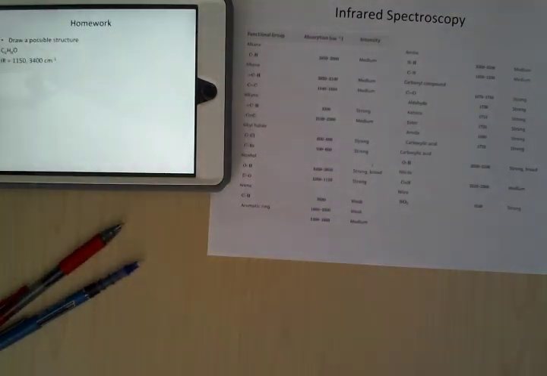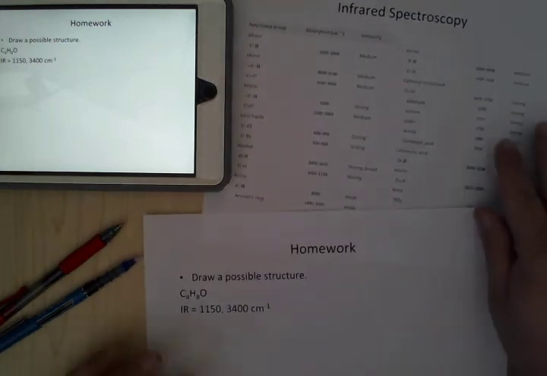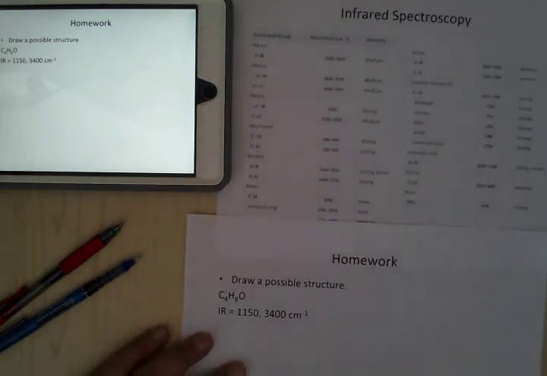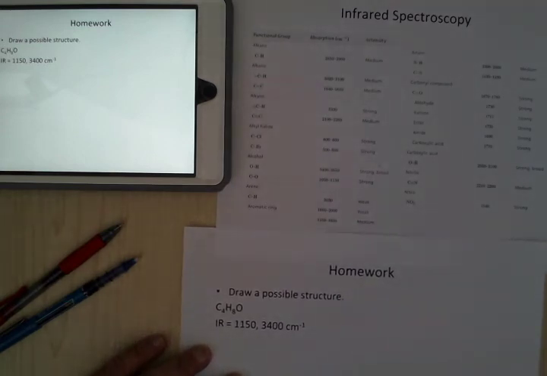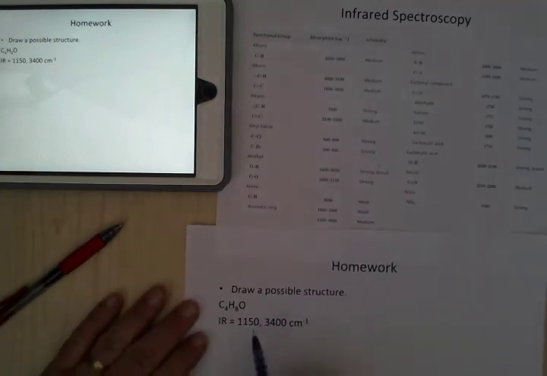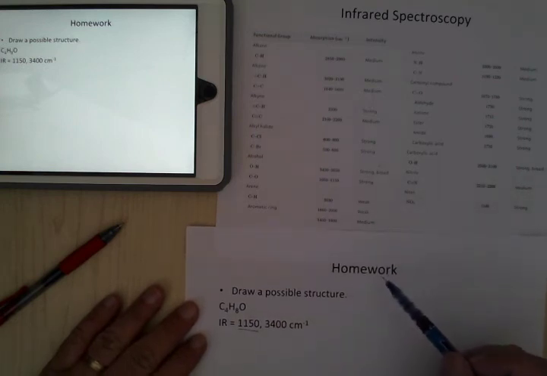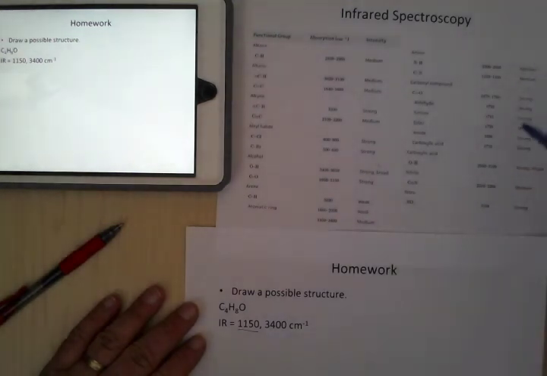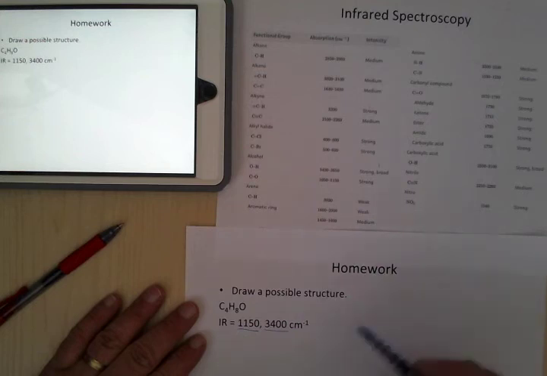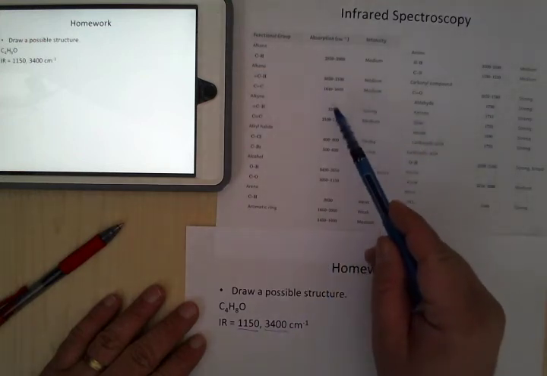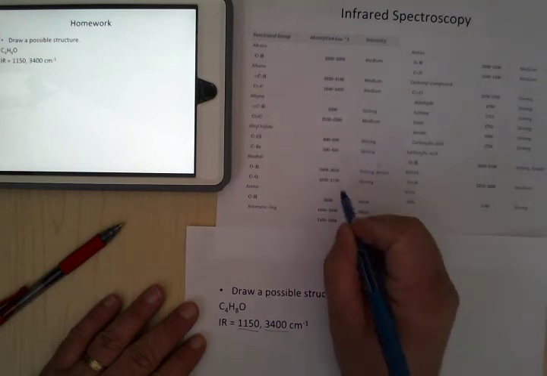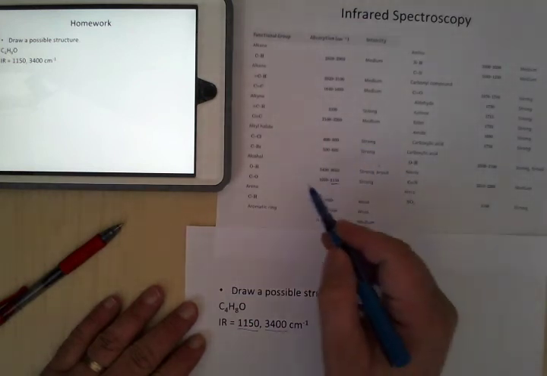Okay, so here's the question. We look at this and say, what do we have? We have a peak at 1150. So what could that be? We look at our chart. We also have a peak at 3400. So with 1150, we're sort of going along here, and we say, oh, it could be this here. So it could be that.